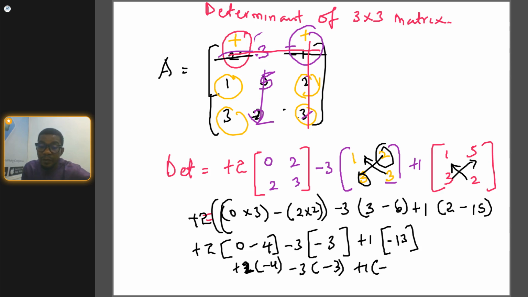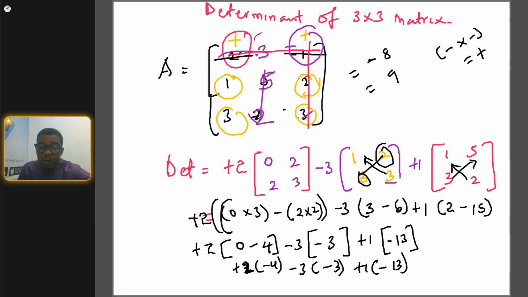Simplify this, we are going to have 2 multiplied by minus 4. That is minus 8. We are still solving for the determinant. Minus 8. And minus 3 multiplied by minus 3. That will give us 9. Because the minus times minus is going to give us a plus. So we have minus 8 plus 9.